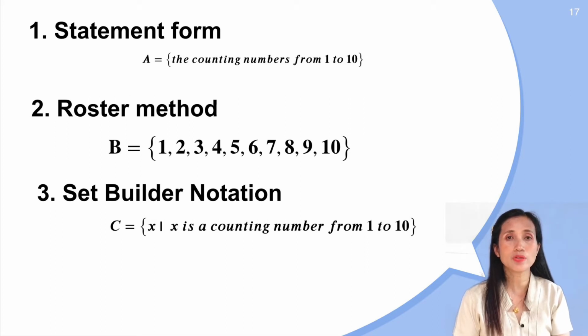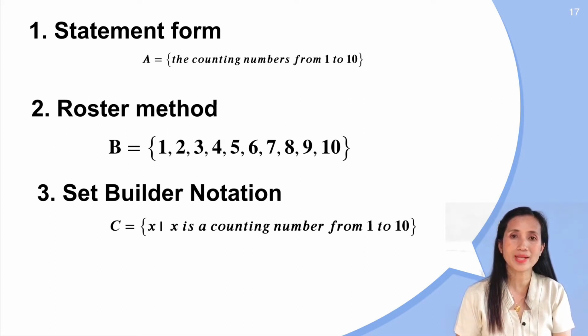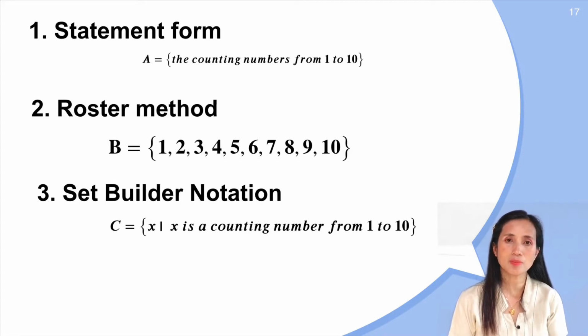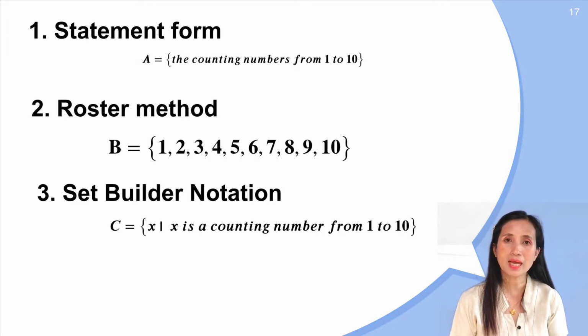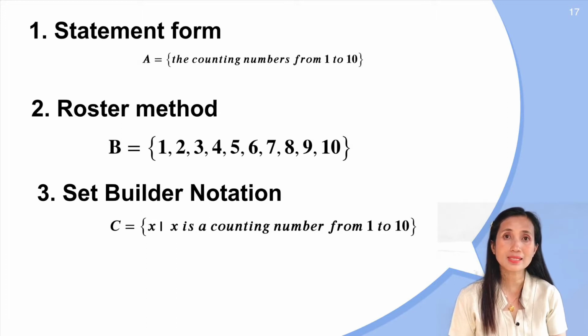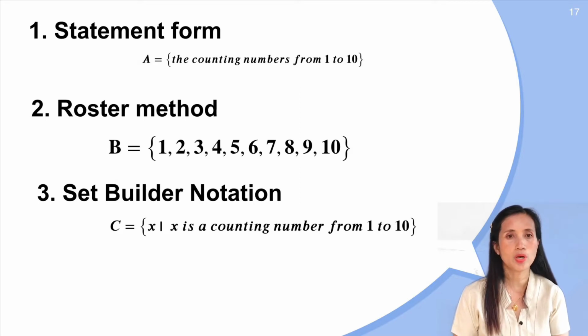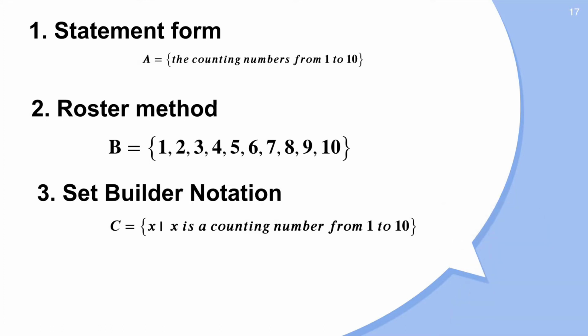This time, let us consider this example, the set of counting numbers from 1 to 10. Let us write the given set in statement form. It would be set A is equal to the counting numbers from 1 to 10. In the roster method, set B has the elements 1, 2, 3, 4, 5, 6, 7, 8, 9, 10. As you can see, all elements are enclosed by braces. Whereas, in the set builder notation, we have set C is equal to the set of elements of X such that X is a counting number from 1 to 10.